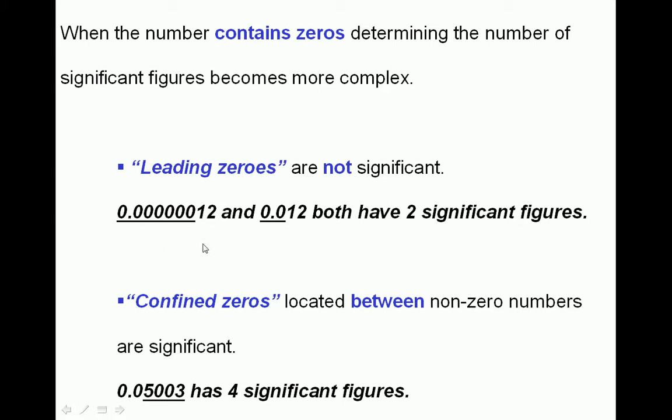Confined zeros are zeros that lie between non-zero numbers. I also refer to these as buried zeros sometimes, and they are always significant. So the leading zeros in this number here are not significant, but the 4 digits 5, 0, 0, 3 are significant, the 2 non-zero digits and the 2 buried zeros. So this number has 4 significant figures.